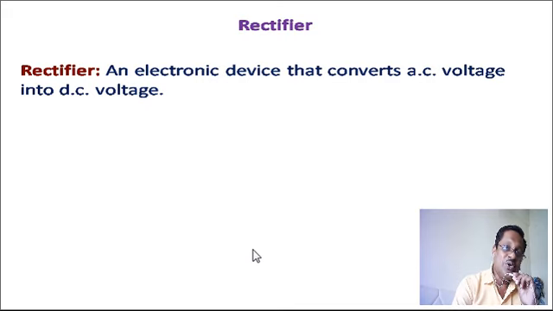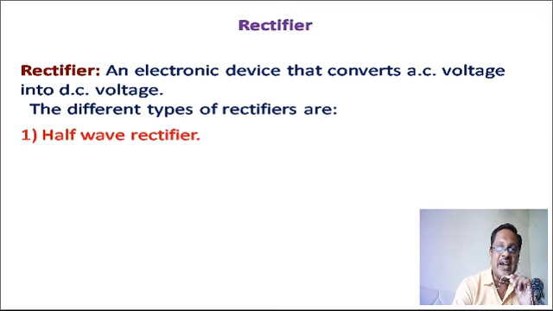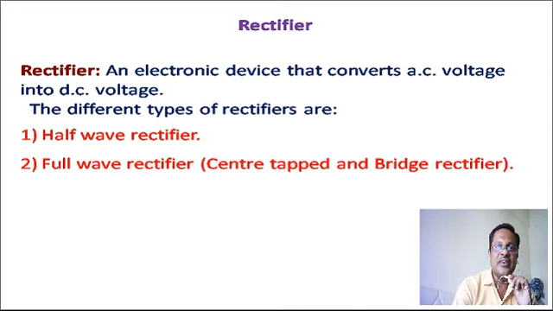Now there are two main types of rectifiers. The first type is the half wave rectifier, and the second type is the full wave rectifier. The full wave rectifier is classified as the center tapped full wave rectifier and the bridge rectifier. Today we are going to discuss the half wave rectifier circuit.